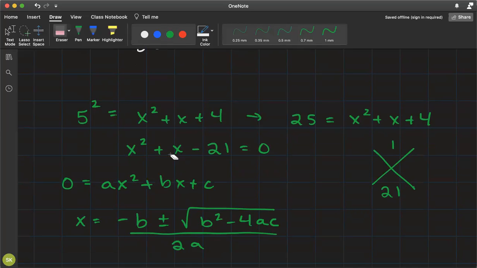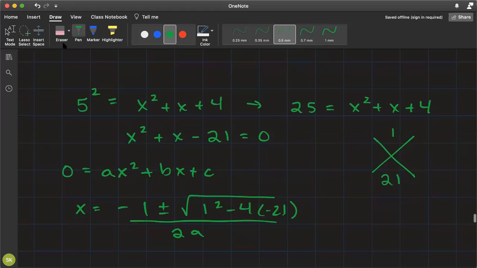So now I'm going to plug in these letters. Here a is 1, b is 1, and c is negative 21. This is 1, so I'm just going to erase that. And we get negative 1 plus or minus the square root. We have 1 plus, that is 84, is that right? 84. So I think this is 85 over 2.